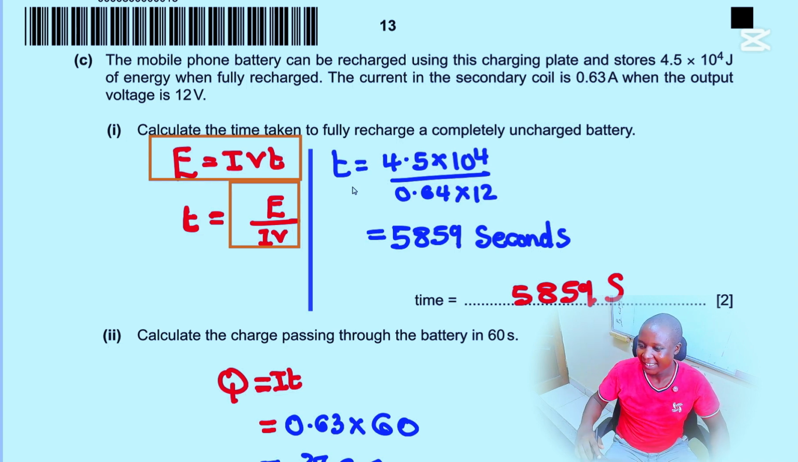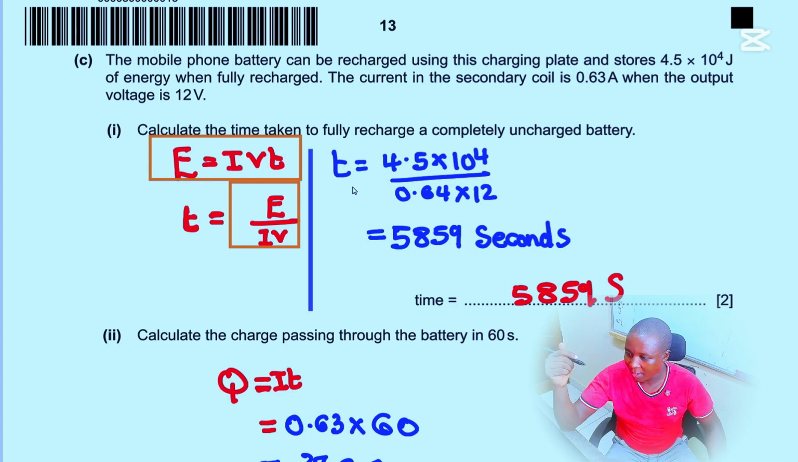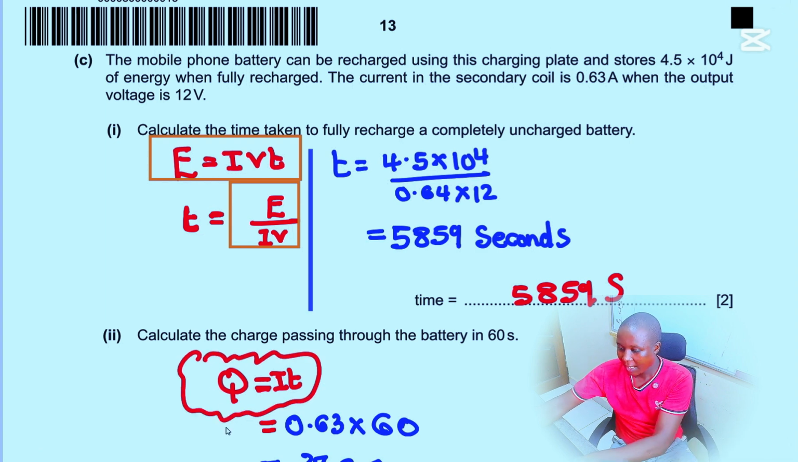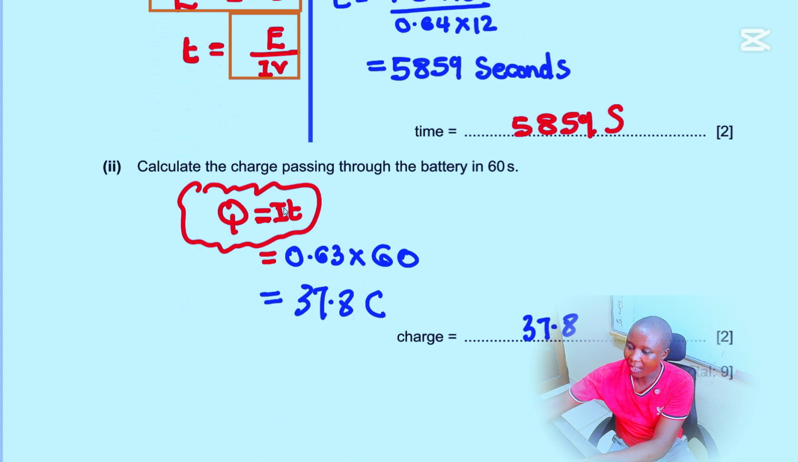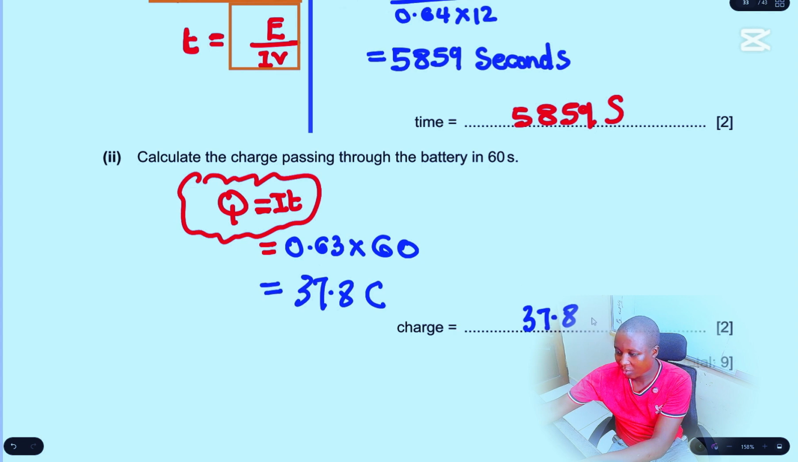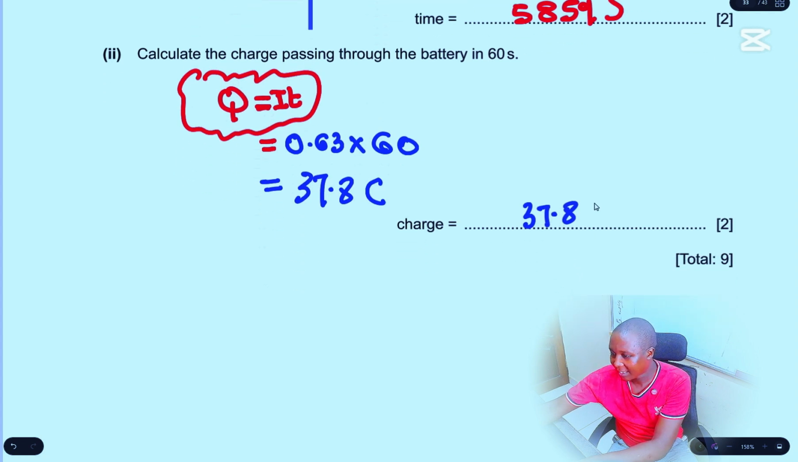Let's move on. Working this out, we're going to get 59 seconds. We are supposed to calculate the charge passing through the battery in 60 seconds. We know that charge is given by current times time. This means that our current was 0.63 and the time is 60 seconds. So if we work it out, you're going to get 37.8.